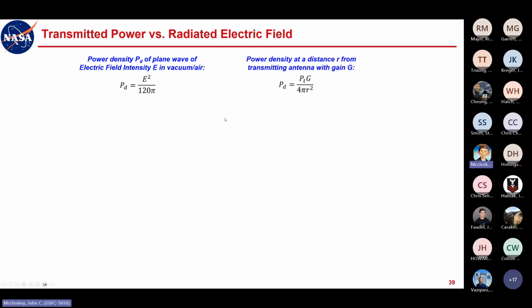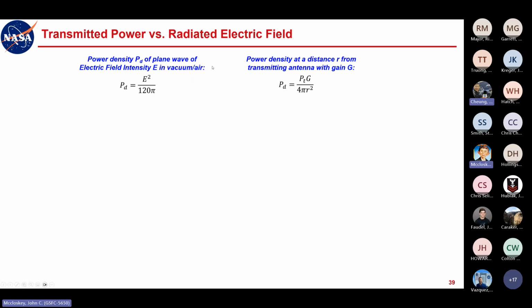So, but then the power density at a distance R from a transmitting antenna with gain G, just the very definition of that is, if you take the power density from an ideal isotropic source, that's the transmitted power divided by 4 pi R squared. And then we multiply by the gain to get the actual power density of that incoming wave. I mean, that's the very definition of gain.